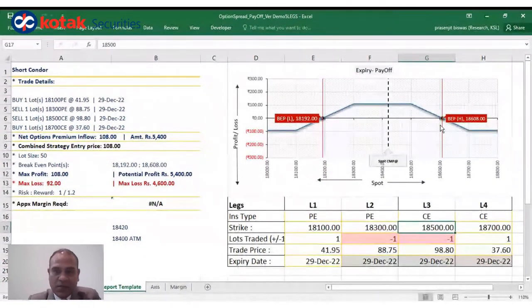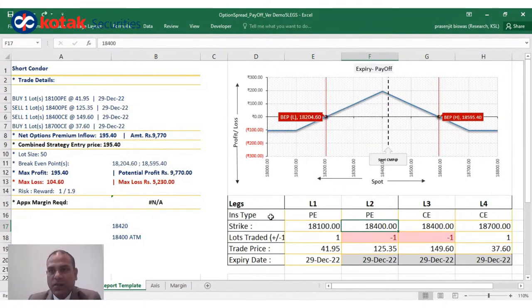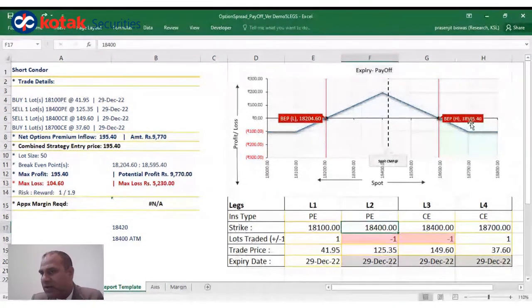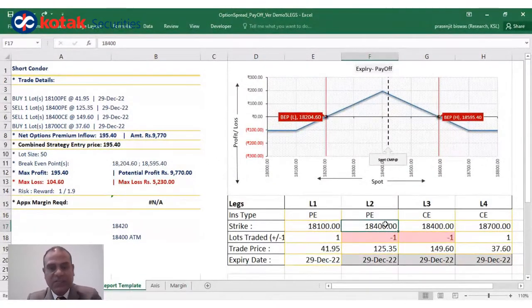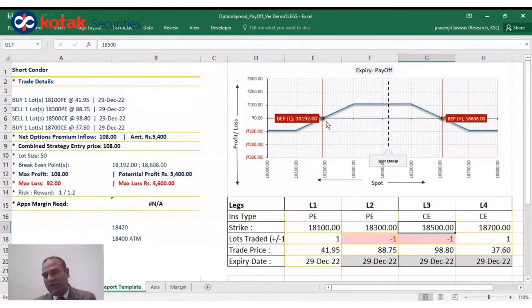So what this means is that basically you are expanding your range of being profitable, right? In this case, your break-even points were 18,204 and 18,595. But just by shifting 100 points, if I shifted, let's say, to 18,300 and 18,500, my break-even points have also increased by 10 points on each side. So it's like a 20-point range increase, correct?